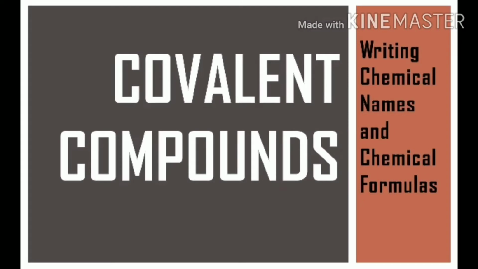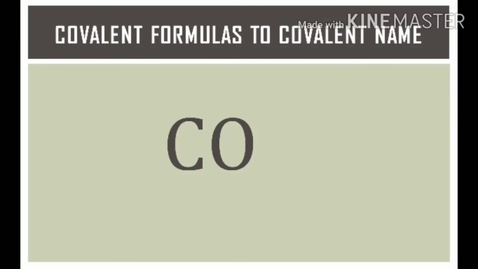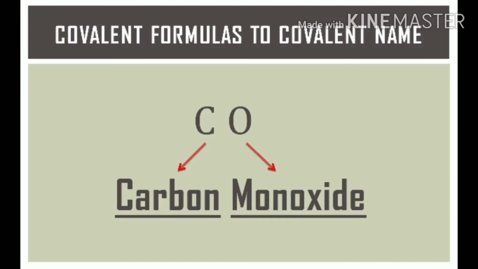And lastly, the last example is CO, wherein we do not see any subscript, so it is already understandable that both elements in our covalent compound have 1 as subscript, so you don't need to put 1 anymore. So what do you think is the answer? Well, the answer is carbon monoxide.